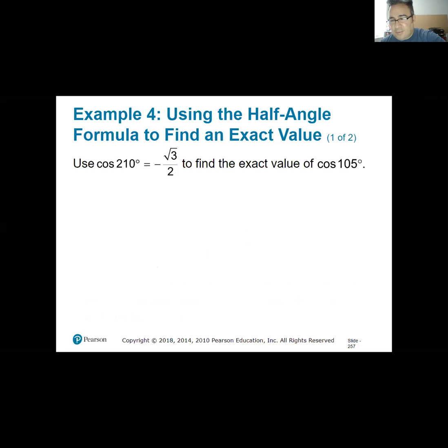Let's see. Let's start off with what we know. We know that cosine of 105 is what part of 210? It is cosine of 210 over 2, right? Does that make sense? 105 is half of 210. So that means we can use that half angle formula, right? Cosine of alpha over 2 is equal to plus or minus the square root of 1 plus cosine of alpha over 2. That's the formula. So we're going to replace alpha with what value?